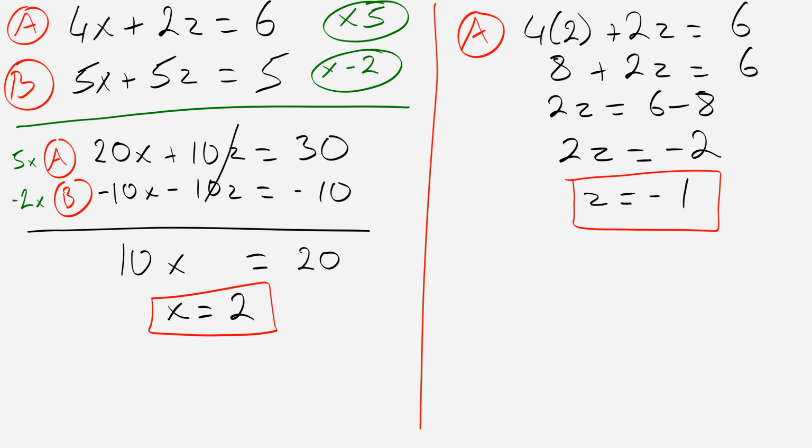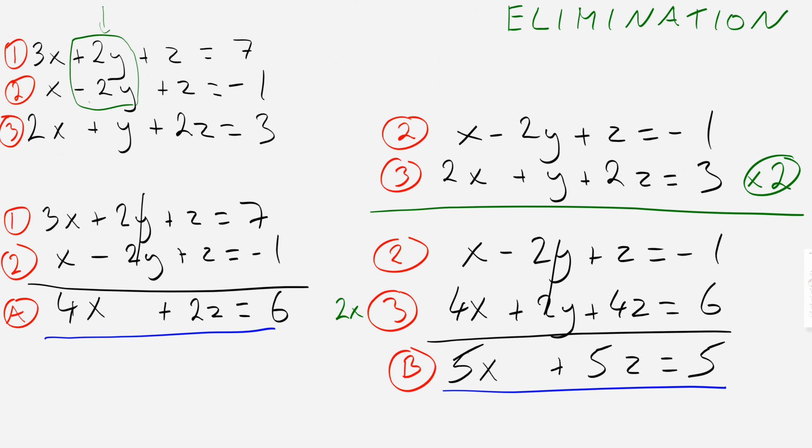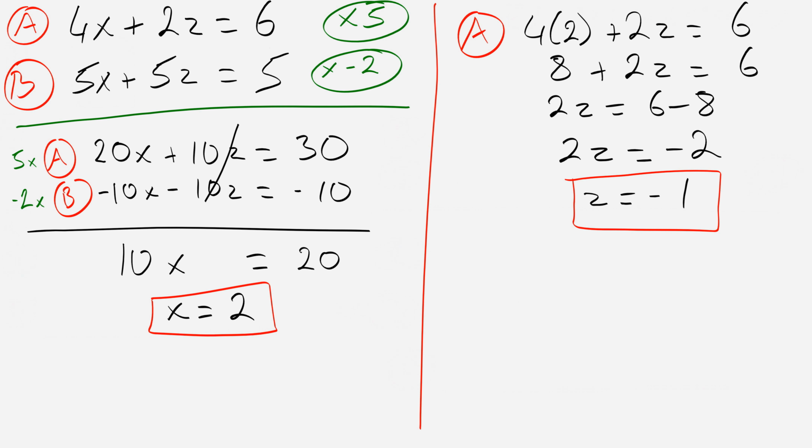Once you have two solutions and you're looking for the third, you'll fill back into either equation 1, equation 2, or equation 3. Whichever one you prefer, whichever one you think is easier. It doesn't make a difference. So I'll fill back into equation 1: 3x plus 2y plus z equals 7. And I know what x and z already are. I just have to find y.